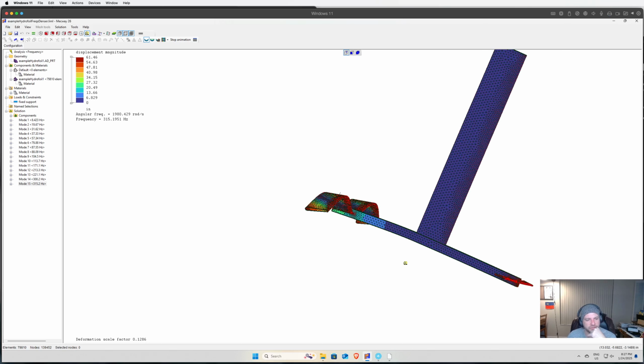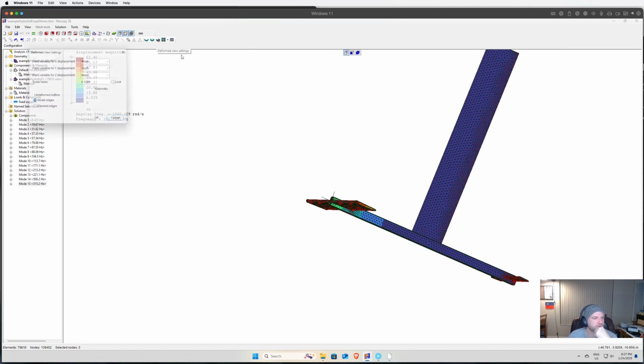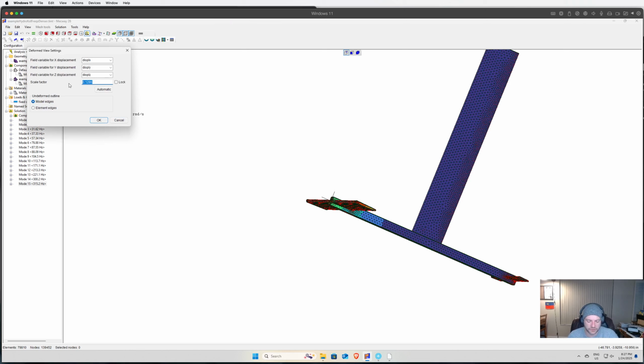Maybe that is the mode we're seeing. Yep, that's the bending fuselage. So you can see the wing twisting. Obviously, this scale is exaggerated. I could stop this and look at, let's see here. Let's look at a scale. So the scale factor is 0.1. So let's make it 0.05.